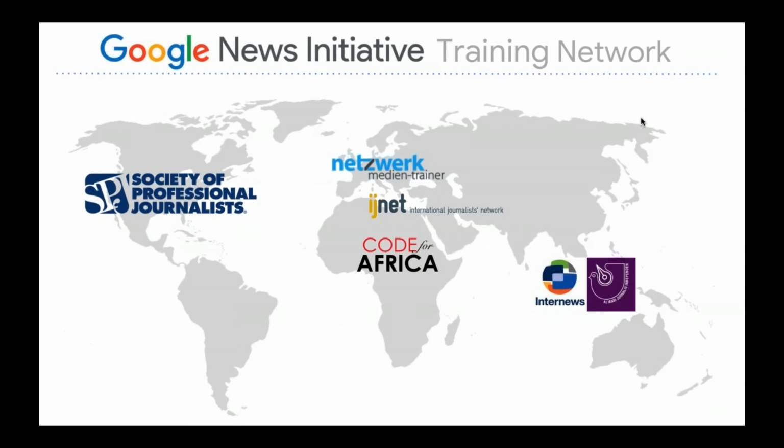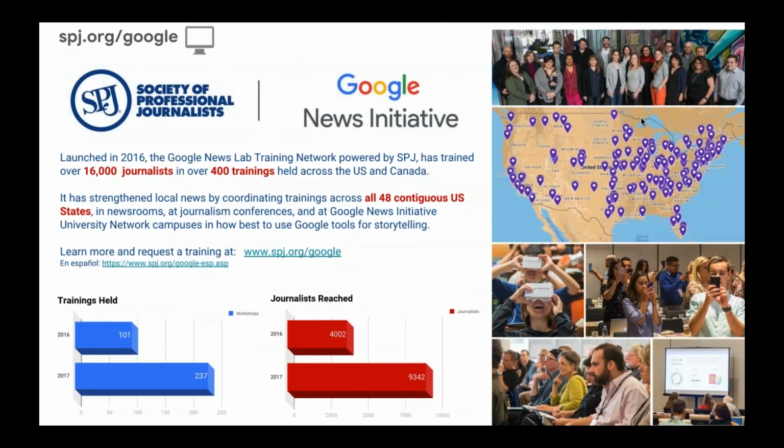We also have these training networks, like the one I mentioned with the Society of Professional Journalists. And the reason I mention these is we can't be everywhere all of the time, but we do have really good partnerships with some very skilled journalists and educators around the world, including the Society of Professional Journalists here in the United States, who, since launching this particular program, we've trained over 16,000 journalists across all 48 contiguous US states.